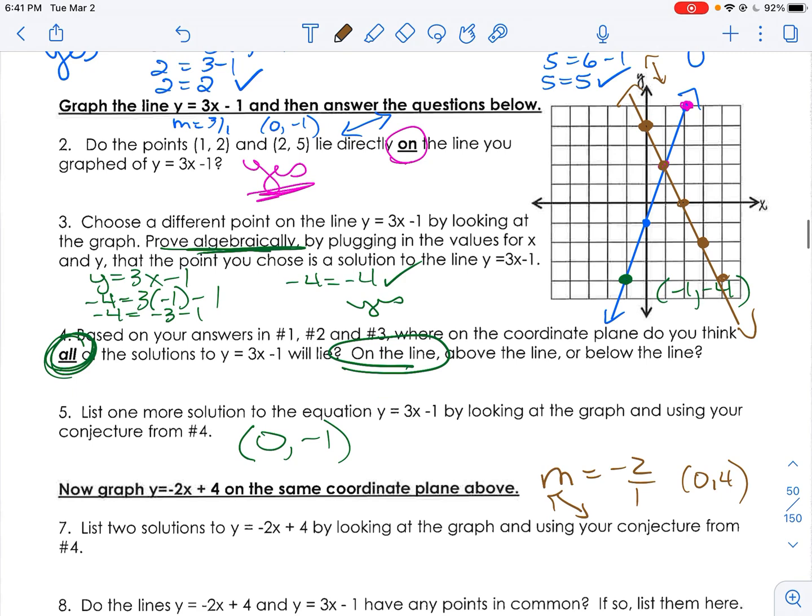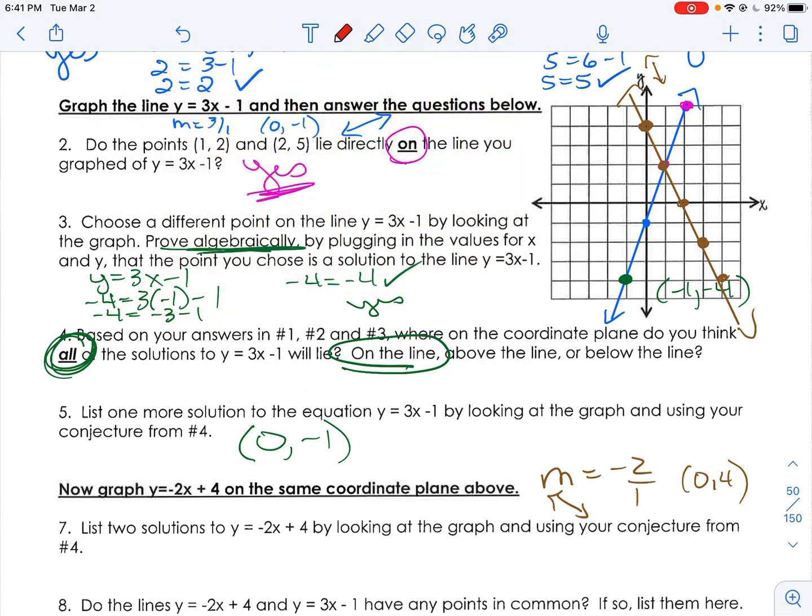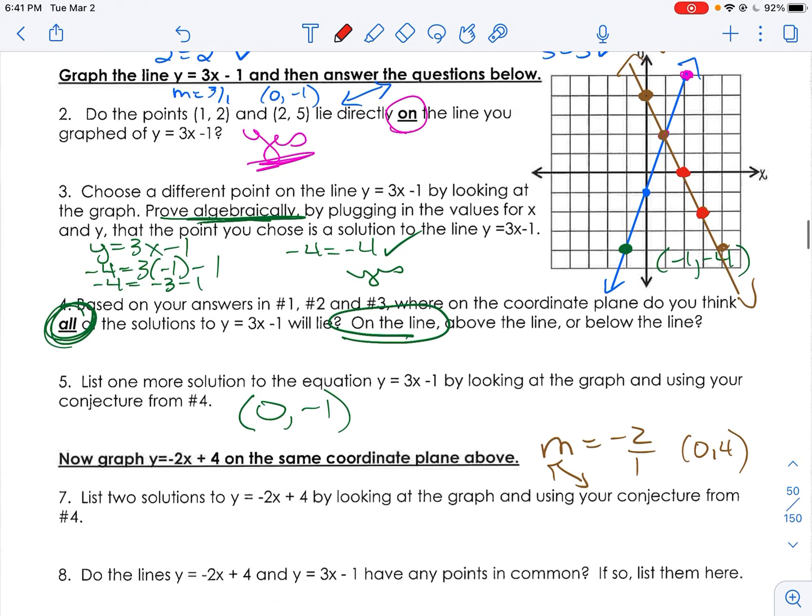List 2 solutions. That means 2 of them that lie on that line. So I'm going to use a red dot. Oh, I don't know. I'm going to pick right here, and I'm going to pick right here. Why did I pick those? I don't know. So 2, 0, and 3, -2.